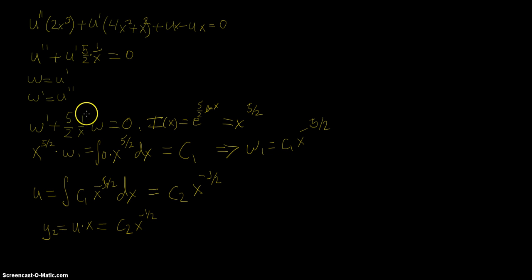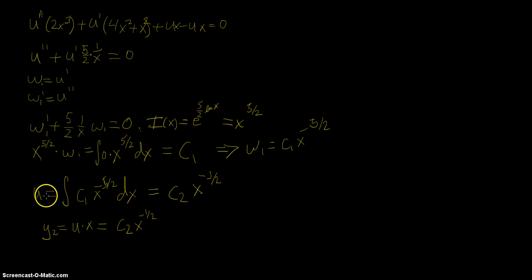P of x is 5 halves x to the negative 1, so the integrating factor is x to the 5 halves. The W1 isn't terribly important, I don't think, unless I used W again later on in my notation. In any case, it would be important if I didn't write W1 here. There we go. Now we're consistent.